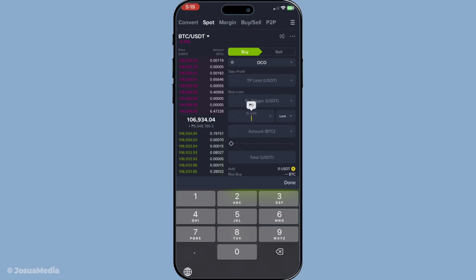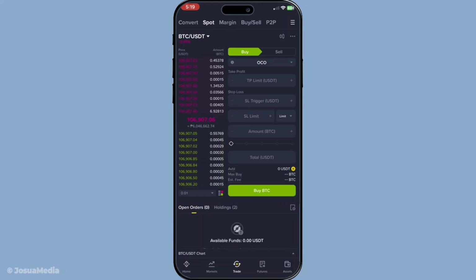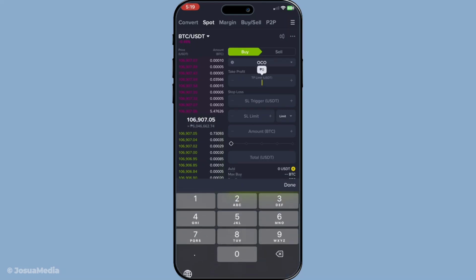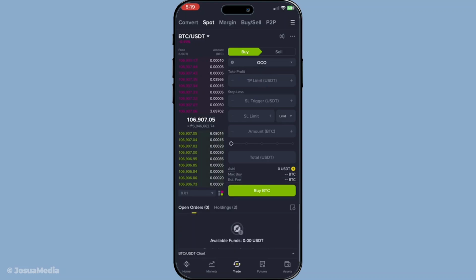Finally, once you've double checked all of your entries for accuracy, it's time to confirm these orders. This step is crucial to ensure both your TP and SL are active. With your confirmation, Binance will monitor the market for you and execute these orders toward your desired goals automatically. And there you have it, you've successfully designated a take profit and a stop loss for your trades on Binance.